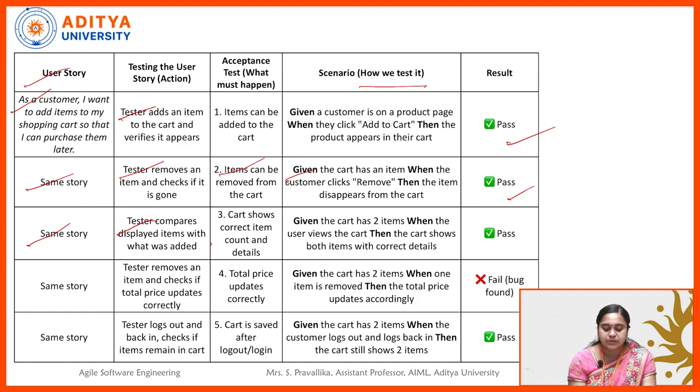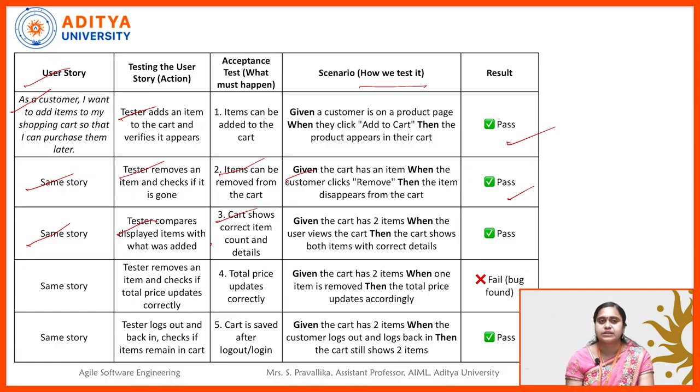And what was the acceptance test? The cart shows the correct item count and details. So if we add one item, then the cart should show one item. If we add 2 items, then it should show the number as 2. If we try to add something in bulk, that number of items should also get displayed. So in the acceptance test, the cart should show the correct items as well as the count and details in a correct way.